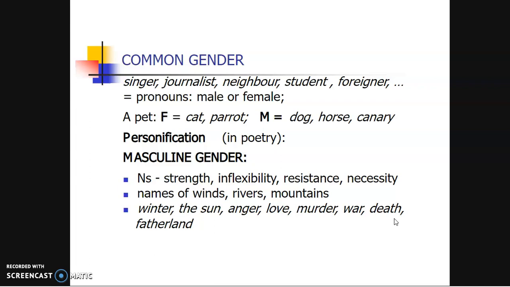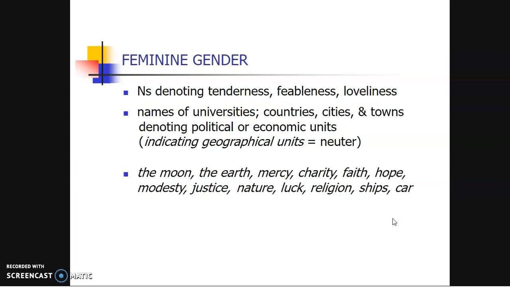Masculine gender: strength, inflexibility, resistance, necessity, names of winds, rivers, mountains, and the winter, the sun, anger, love, murder, war, death, fatherland will be. As the feminine gender, denoting tenderness, feebleness, loveliness, names of universities, countries, cities, and towns, denoting political economic units. The moon, the earth, mercy, charity, faith, hope, modesty, and justice, nature, luck, and the relationships come.